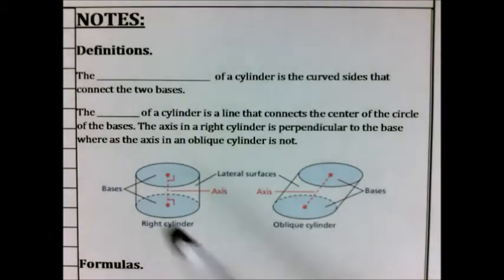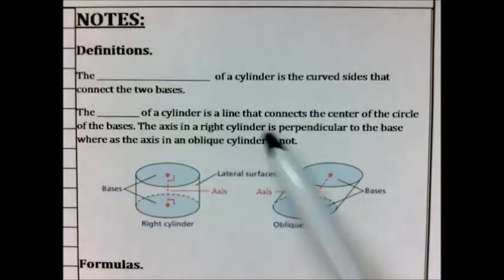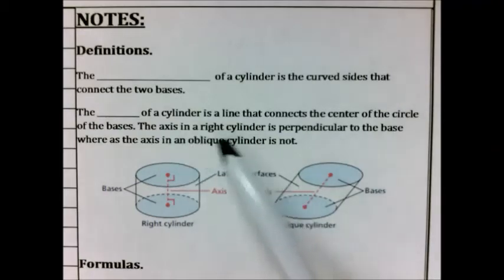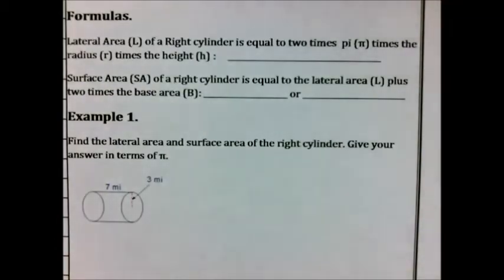Now the second thing is that the axis of a cylinder, the axis of a cylinder is the line that connects the center of a circle to the bases. Okay, that's this red line here on both of these diagrams. The axis in a right cylinder is perpendicular to the base. That means it intersects at 90 degrees, whereas the axis in the oblique cylinder does not necessarily need to be perpendicular. So a couple of formulas real quick.